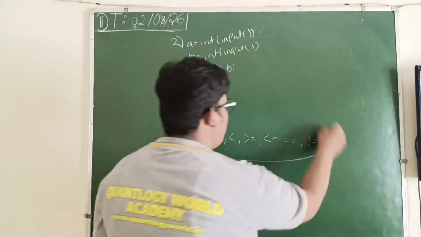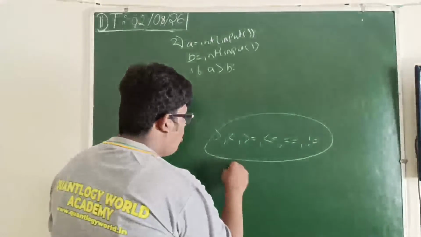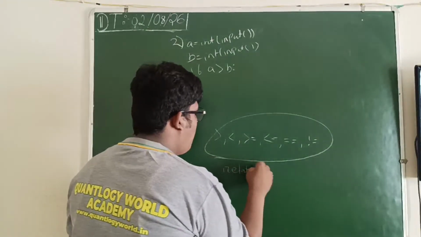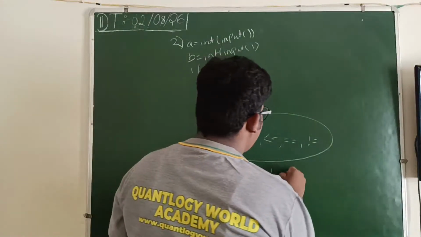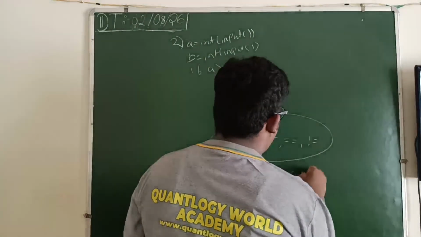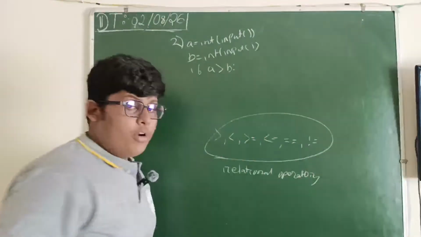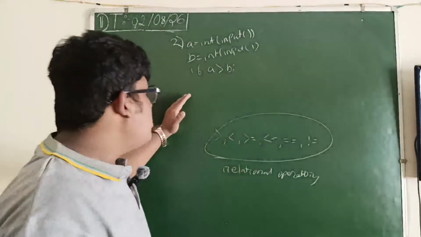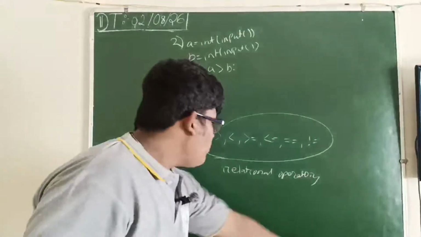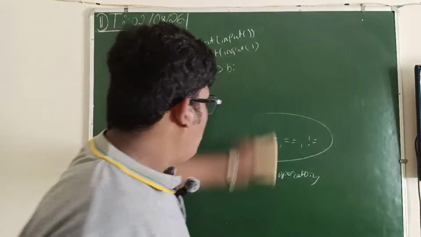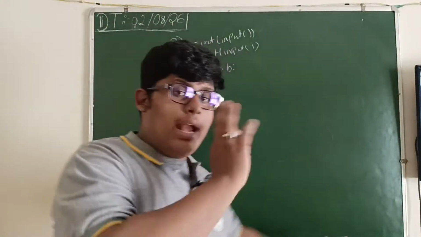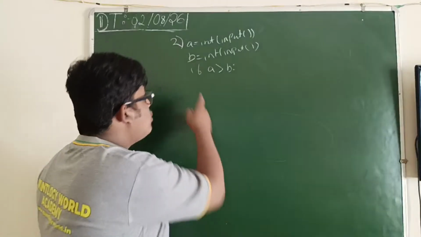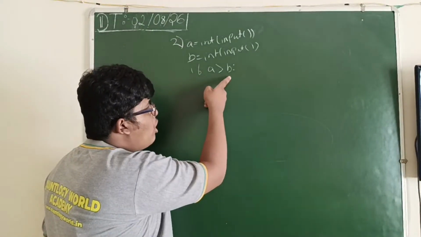These are called relational operators. This finds the relation between two inputted numbers or any two items, or this compares LHS with RHS. So it will compare whether A is greater than B or not.